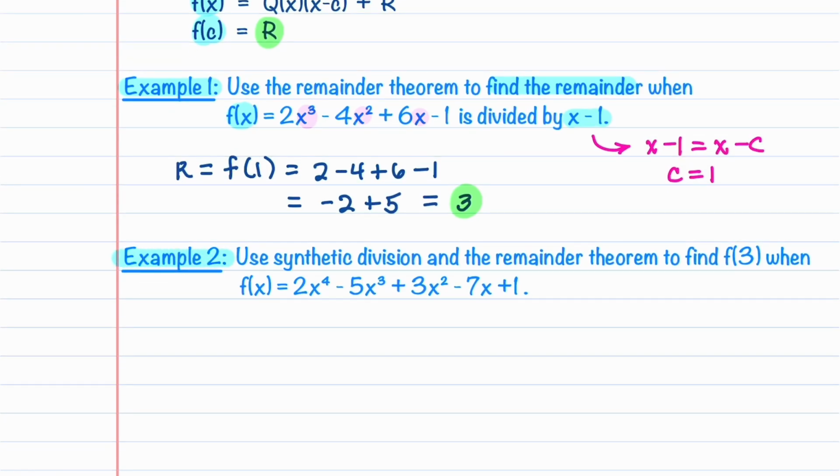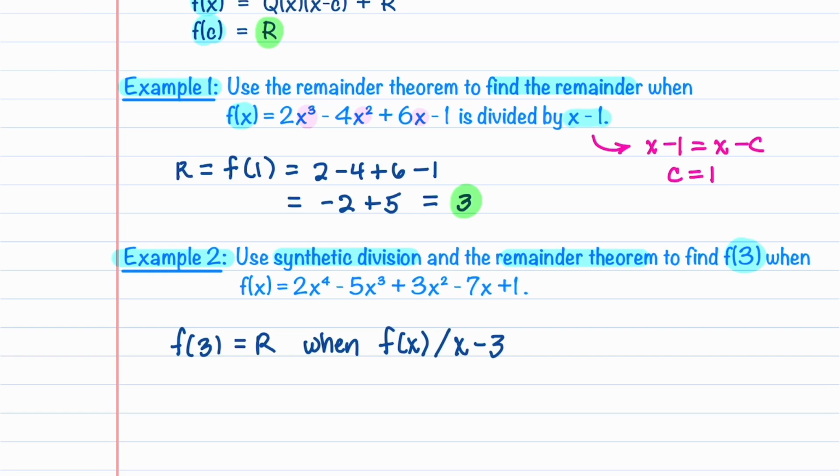Let's now look at another example. This is a pretty typical example. In this example, we're asked to use synthetic division and the remainder theorem to find f of 3 when we're given a function f of x. Our remainder theorem tells us that f of 3 is going to be our remainder when our f of x that we're given is divided by x minus 3.